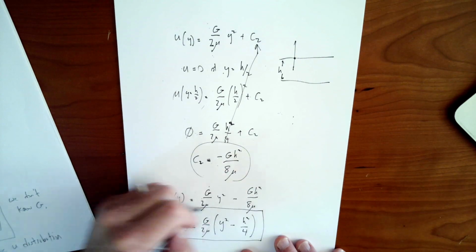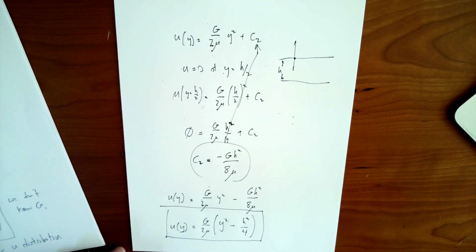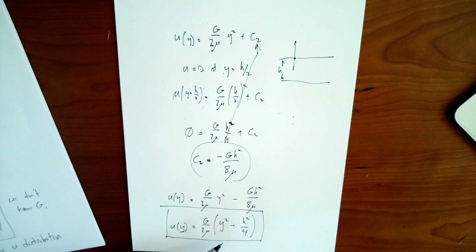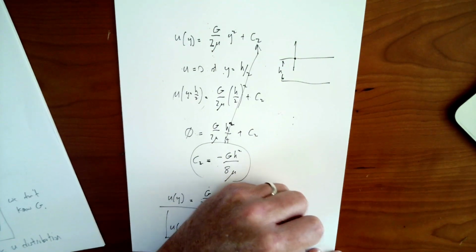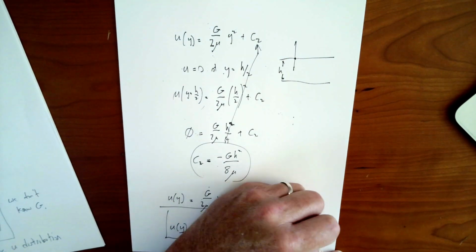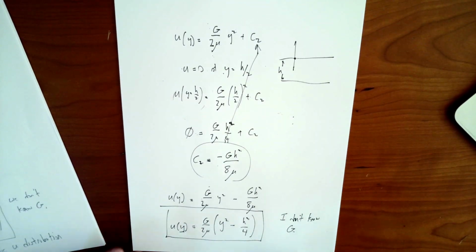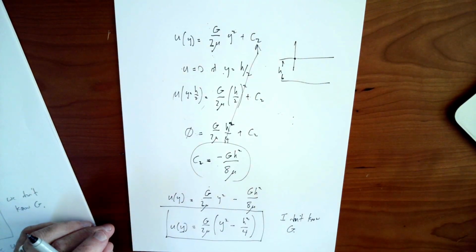So as we talked about earlier in the class, when you have flow between parallel plates, you get a parabolic velocity distribution. And this is the velocity distribution that you get. But at the moment, I don't know what g is. It's a constant, but I haven't determined what it is. So this gives us the shape, but it doesn't give us the magnitude yet of the velocity.